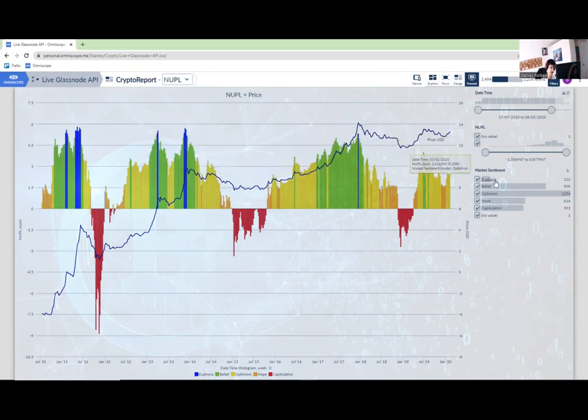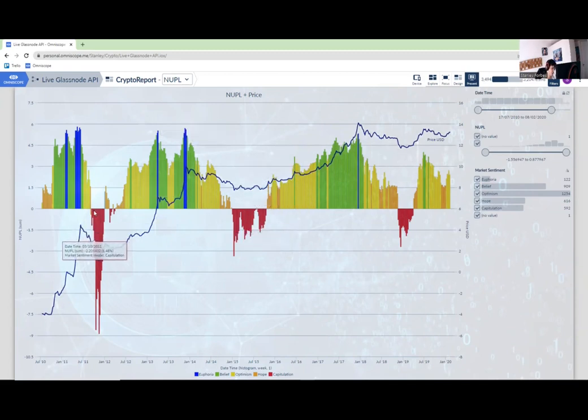And these bars can take 5 different colors. They can either be blue, which signifies euphoria. Belief is green, which is usually in a markup phase. Optimism is yellow. Hope is orange. And red, we have capitulation.